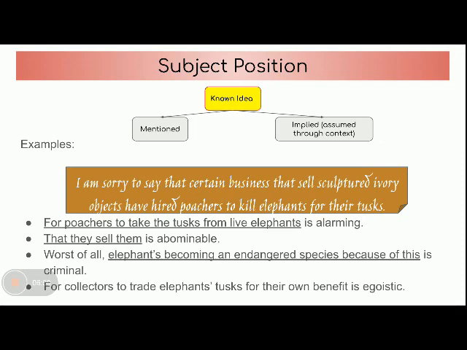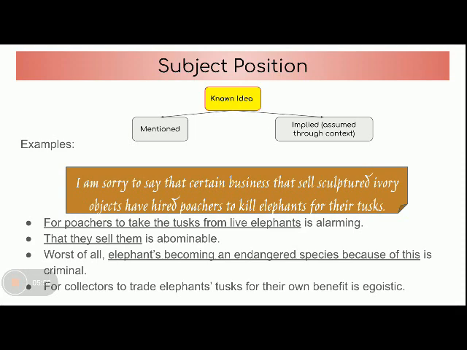Basically, adjective complements are used when we are going to mention or imply something that is a noun idea. So when you are going to explain something that is known generally, we can put it in the subject position. And there is a context before the adjective complement itself. For example, there is a case. I am sorry to say that certain businesses that sell sculptured ivory objects have hired poachers to kill elephants for their tusks. The idea is elephant tusks.